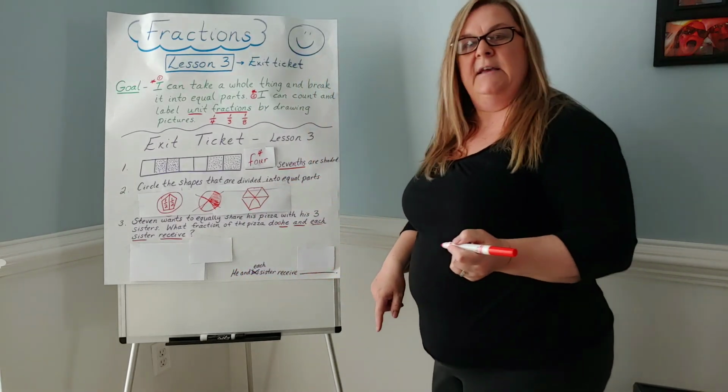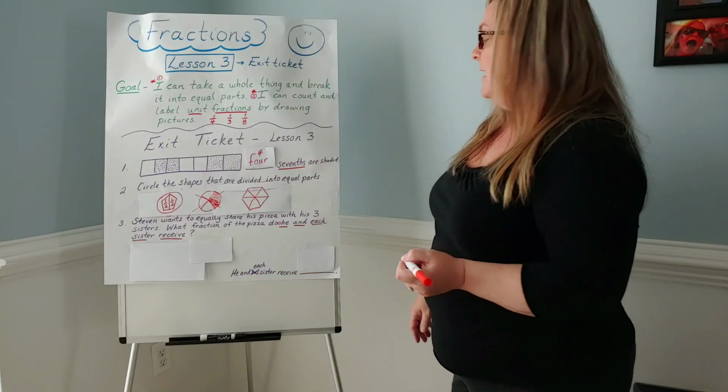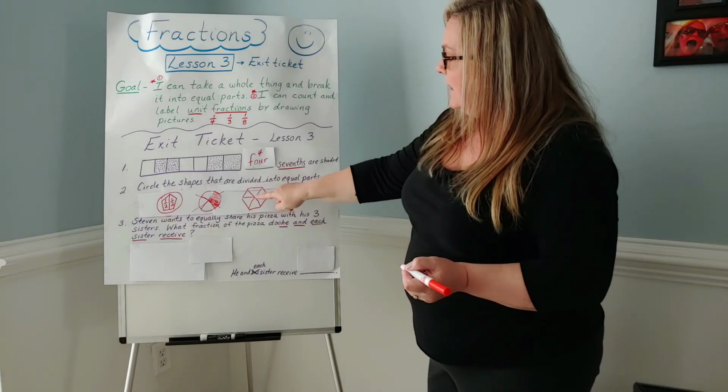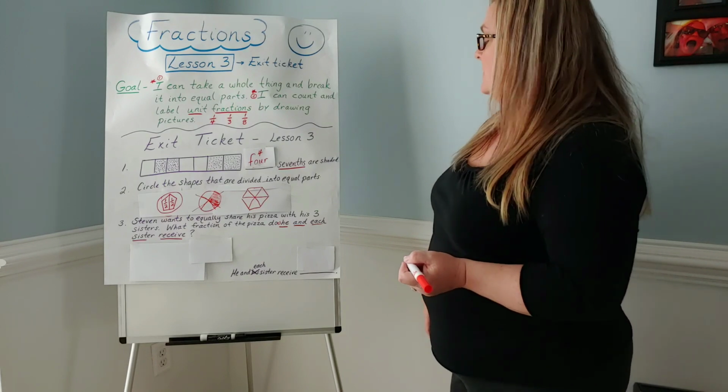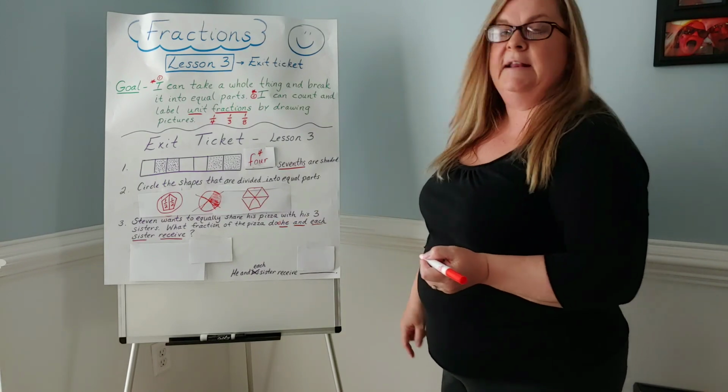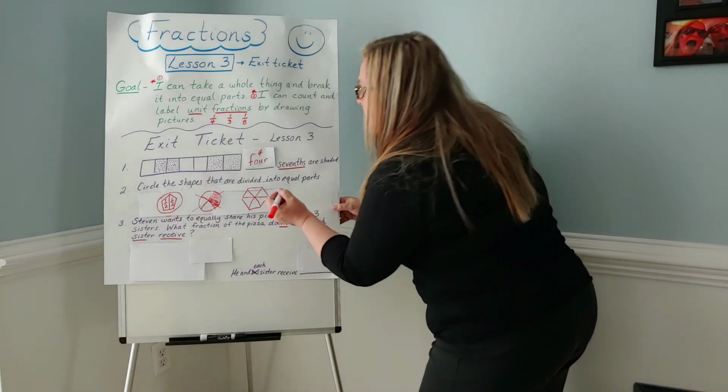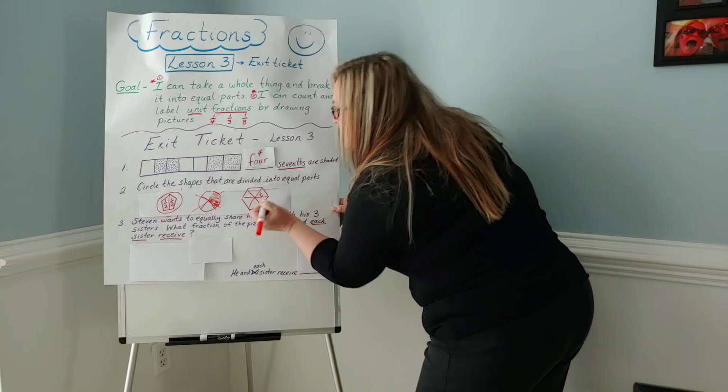Okay, and I did my best there because I made a boo-boo. There's a hexagon. So inside of the hexagon, I see triangles, and they look pretty equal. So we can say that this shape is divided into 6 equal parts. So this part would be 1/6.